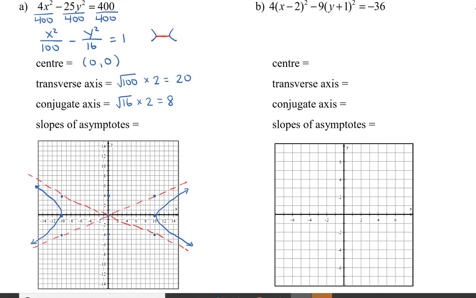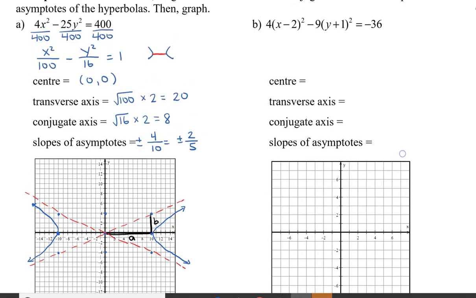Now the slope of the asymptote we can see is from this value here, the vertical, our rise, and our run, which is over here. So we can see that the rise is our B value, and our run is our A value. So therefore, the slope of the asymptote is going to be 4 over 10. And because we also have a negative asymptote, we have plus or minus 4 over 10, which equals plus or minus 2 over 5.